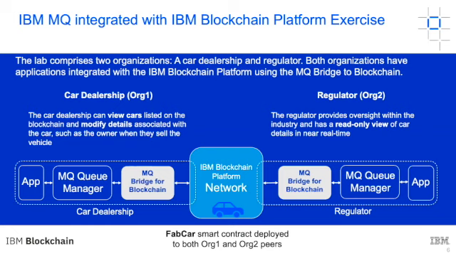In this case, it's just going to be a two-organization environment. One organization is the car dealer, the other is the regulator. The car dealer can view cars, modify details about the cars, all those different things. The regulator is all about being able to do queries, providing a read-only view into the blockchain. But in both cases, we can use MQ and the MQ Bridge to submit transactions. And that's what we're going to do for the lab.